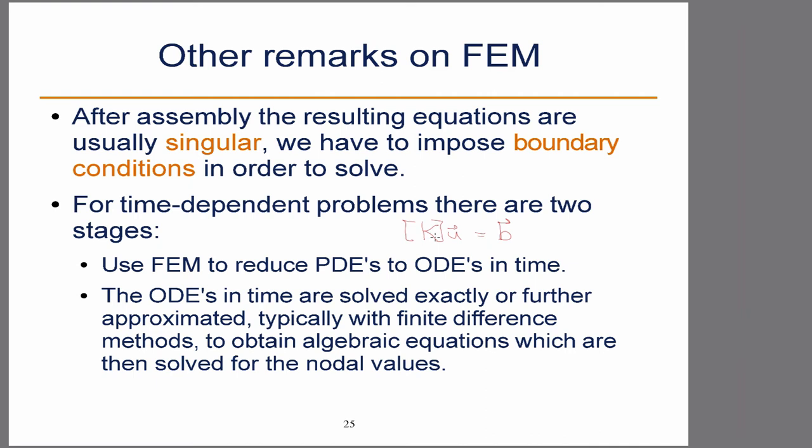So the solution of this problem, obviously, is U equals K inverse B, right? But we cannot invert K until we impose boundary conditions. So the problems that we're looking at, without boundary conditions, are ill-posed. We can't solve them. Okay, so you have to have the boundary conditions.